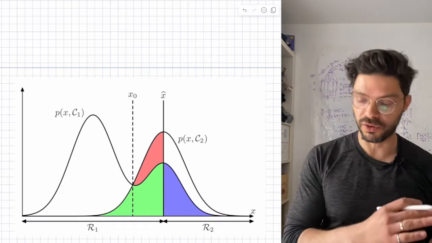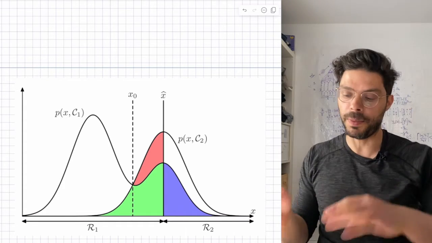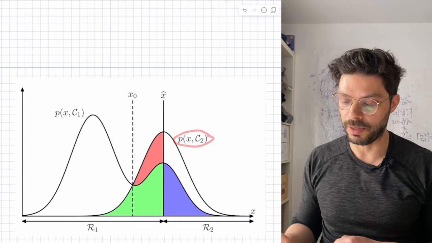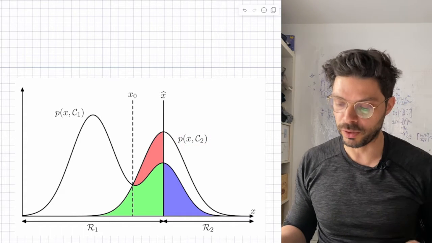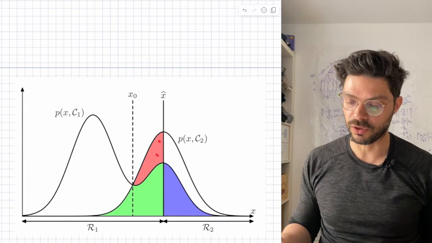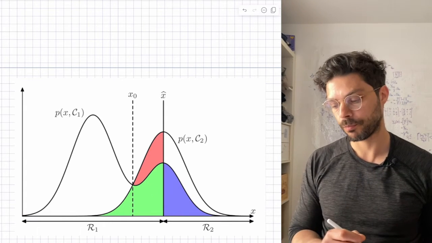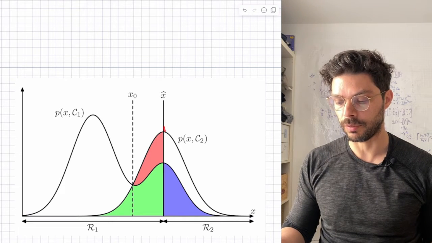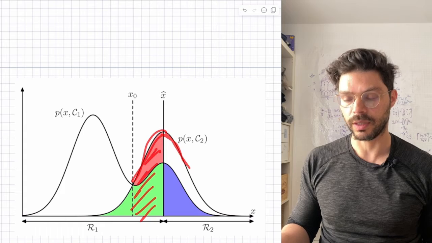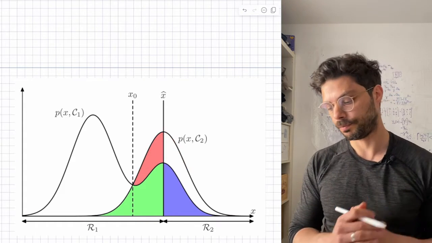And then the other source of error is just the opposite case. That is the points that are coming from class 2 but are being put into region 1. Those points are the sum of the red regions and the green regions here. These are all the points coming from this distribution but being put on the left side, so being assigned to region 1.